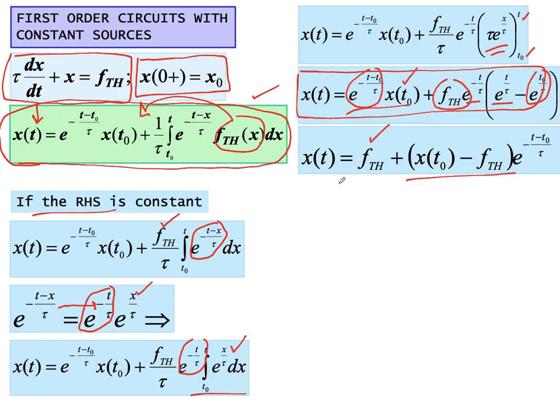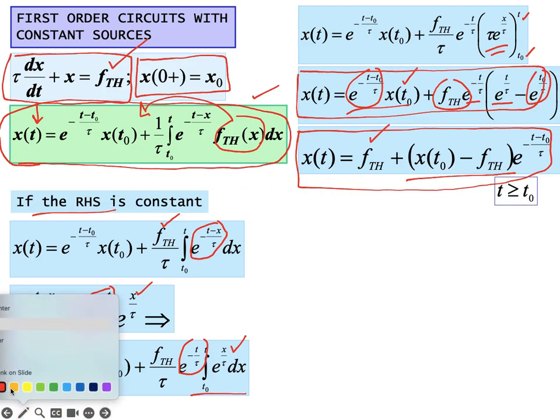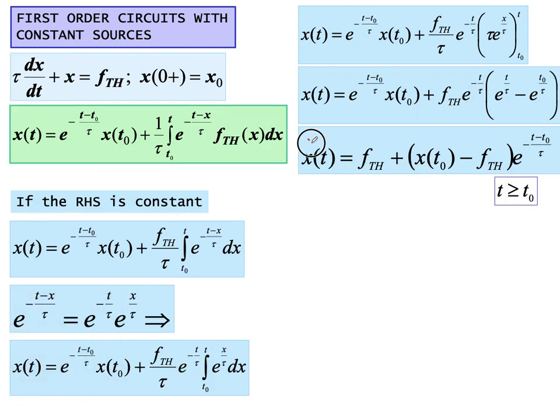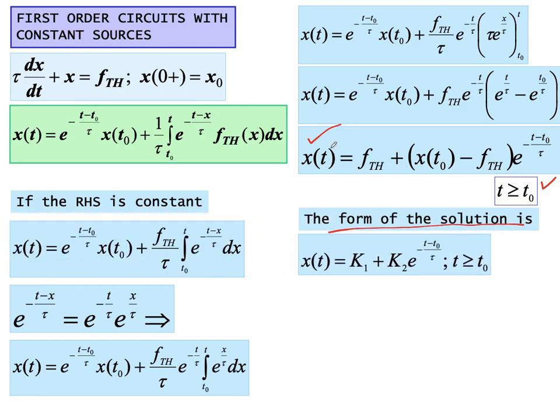So if we look at this expression, this is the solution or the closed form expression that is representing the solution of this particular differential equation. So in this case, what we do is we define the solution of this differential equation as x of t, and this x of t is valid for t greater than or equal to t naught. Since we have assumed t naught to be equal to 0, this whole expression would be f Thevenin plus x of 0 minus f Thevenin, times e raised to power minus t by tau, because this t naught is also 0. So the form of the solution will be like this.